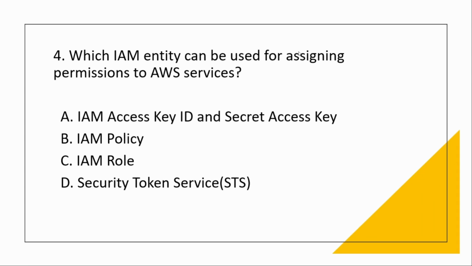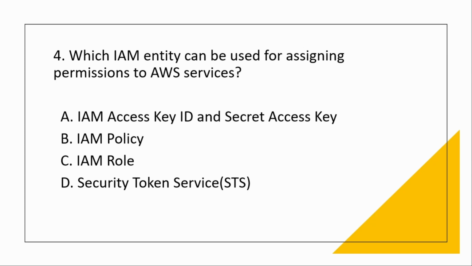Next, which IAM entity can be used for assigning permissions to AWS services? So now let's go option by option. What it is saying, assigning permissions to AWS services, okay? Not defining, assigning. IAM access key ID and secret access key. This is the form of signing in to your AWS account in a programmatic way. Okay. IAM policy is used to define the permissions, what kind of permissions you have to give. Okay. And security token service I won't be discussing. I have discussed it in my previous video in part 2. You can just check it out. I'll put the link in the I button above.